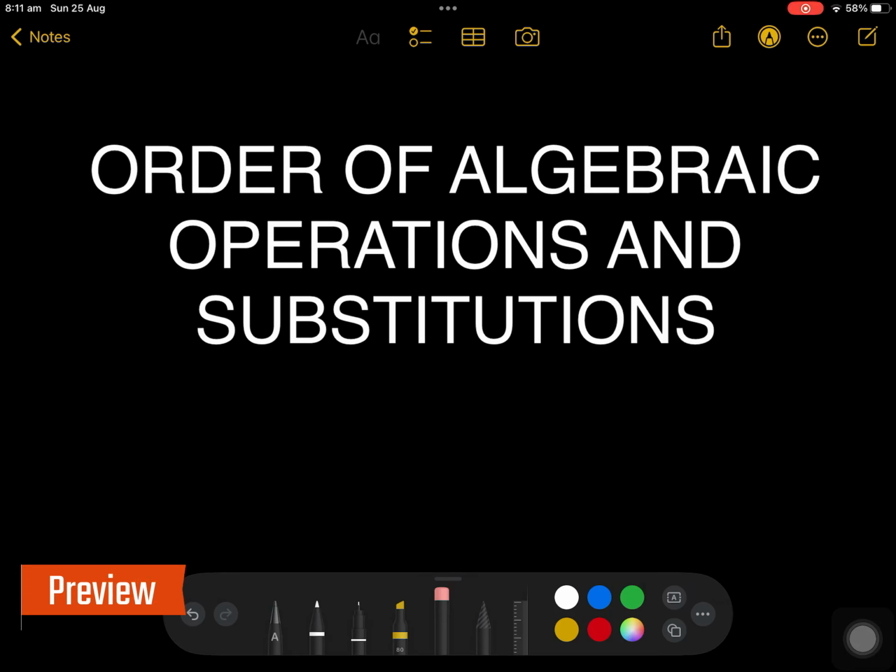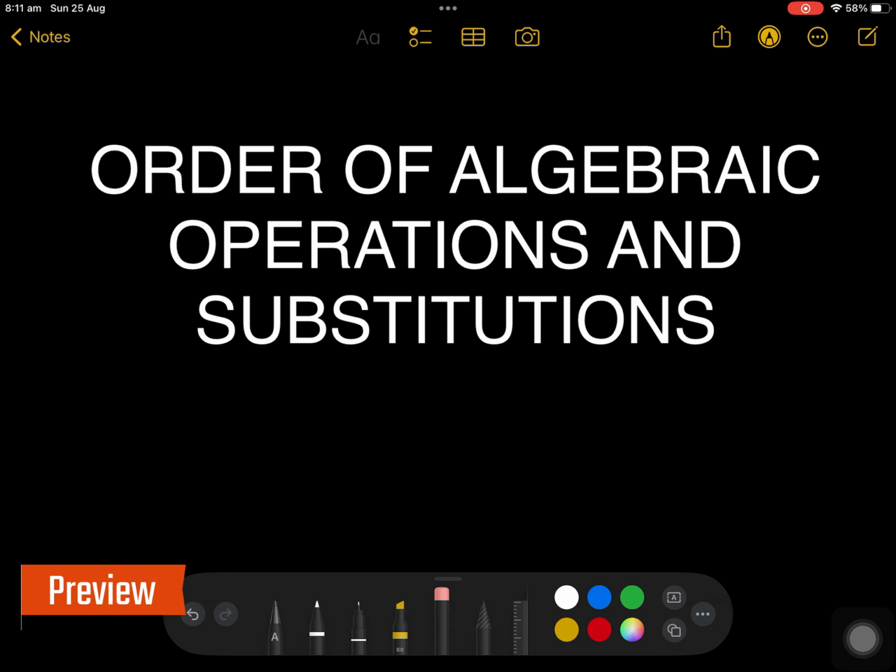Hi guys, our lesson for today is all about order of algebraic operations and substitutions. So there are a number of operations in mathematics. You have learned addition, subtraction, multiplication, and division. These operations in algebra work in the same way as they do with ordinary numbers.